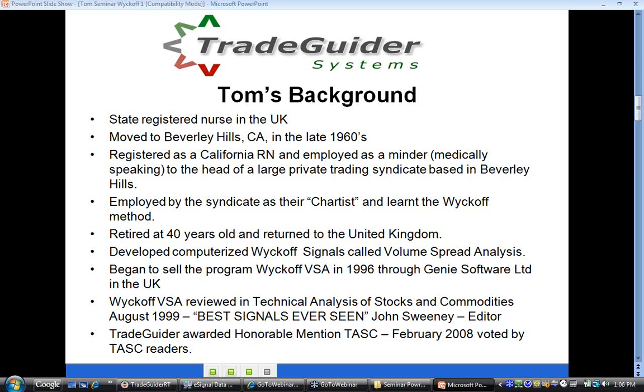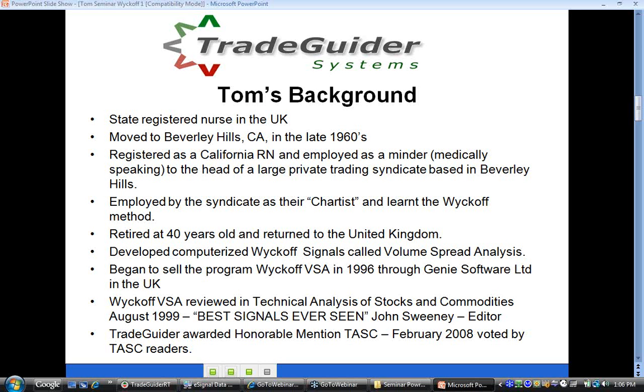He retired at 40 after being employed as the syndicate chartist. It was the chartist. I will give that email again in a second, Mark, just bear with me. So he was a chartist. It means he used to draw the charts for the syndicate to allow them to take their positions in stocks, as it was in those days. When he was 40, he retired. Very wealthy man, didn't need to work again.